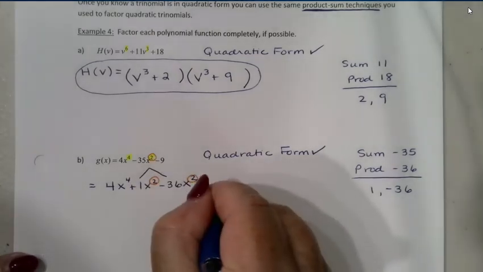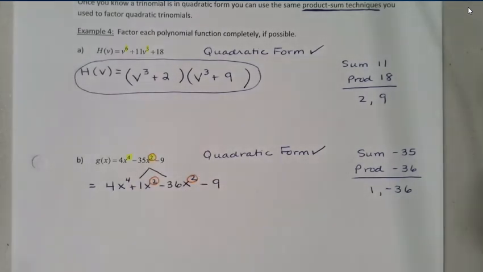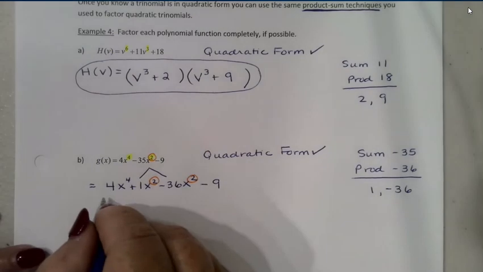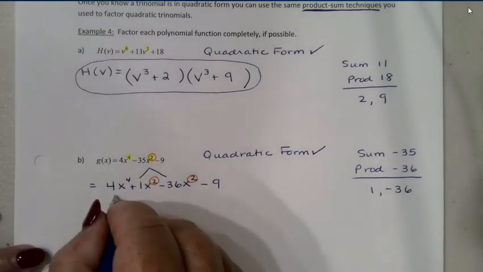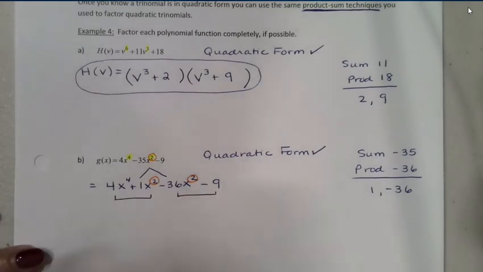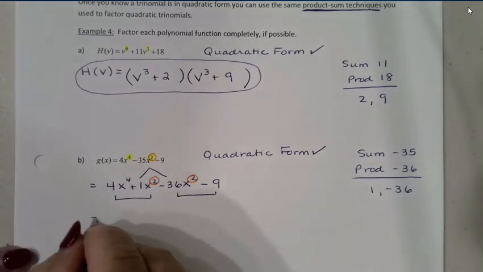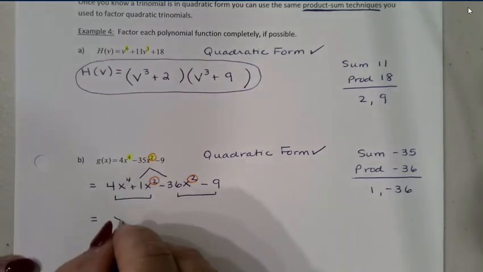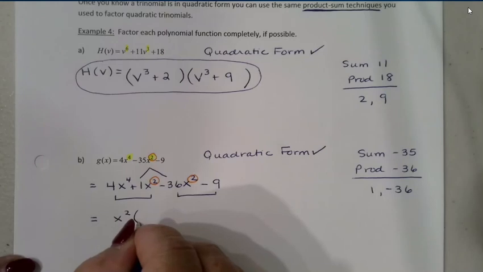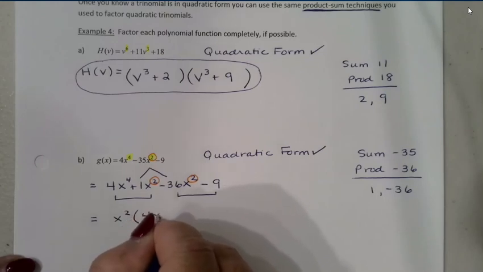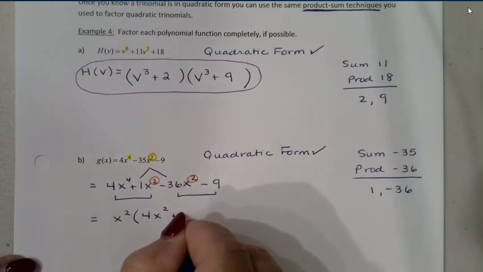All right, and then I have a minus 9. All right, I now do have 4 terms. So at this point, I can use the grouping method. My first group, I'm going to factor out x squared, which makes that 4x squared plus 1.